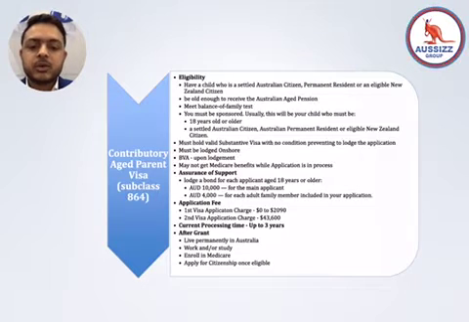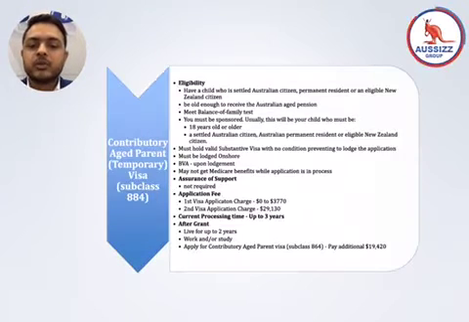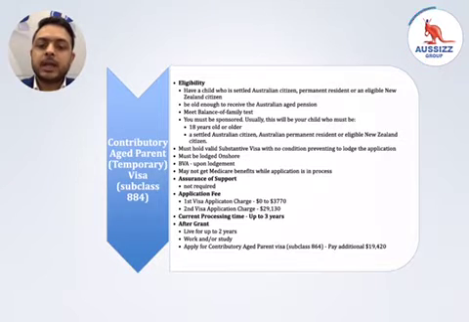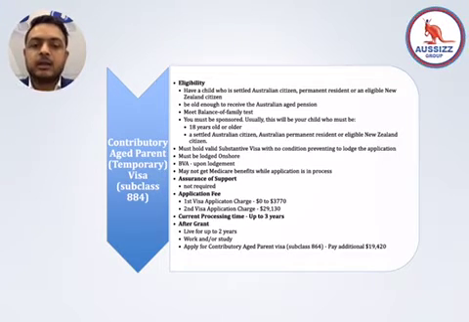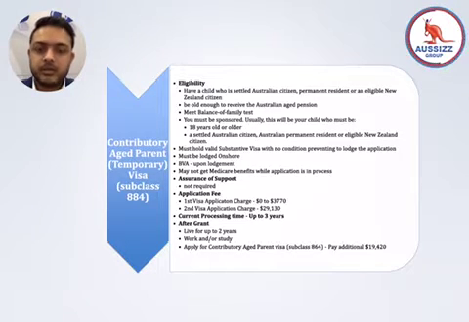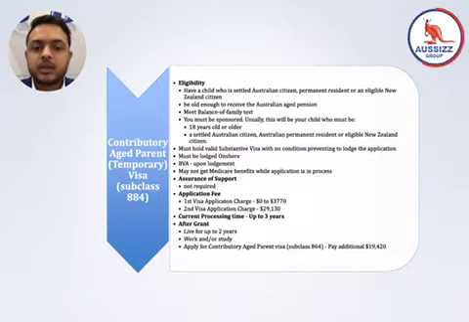Now let's discuss the next category, which is the contributory parent visa, the aged parent visa, which is a temporary subclass 884. In subclass 884, it's quite similar to subclass 864. The only difference is because this is a temporary visa, the applicant does not pay high fees. It's comparatively lower than the 864. Now let's go through the requirements of this visa in detail.